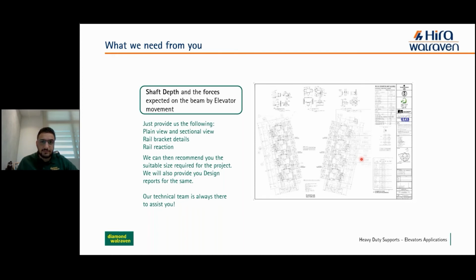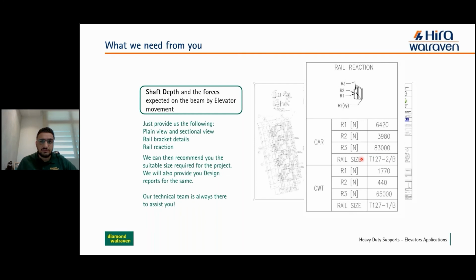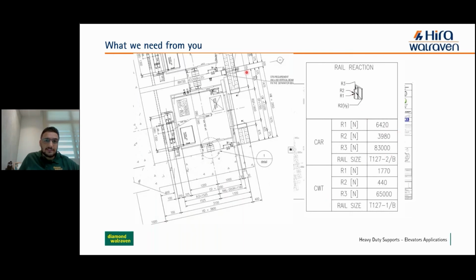This is one example of the drawing of the information that we need from you. You can see here reaction 1 and reaction 2 on the guide rail, and also on the counterweight. And this is the plan view of the divider beam, called here the separator beam, where we can put our bracket so we can apply the reaction.